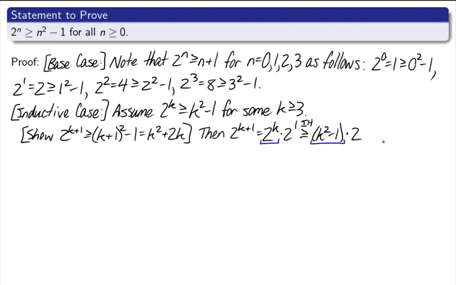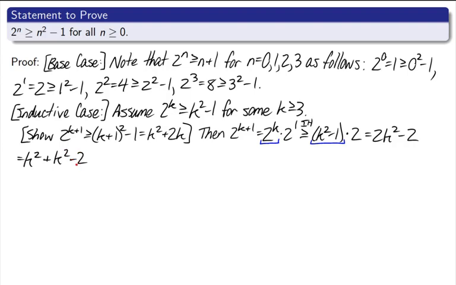Let's start by distributing the 2. I get 2k squared minus 2. And so looking at what I want, I'm going to split the 2k squared into a k squared and then another k squared minus 2.